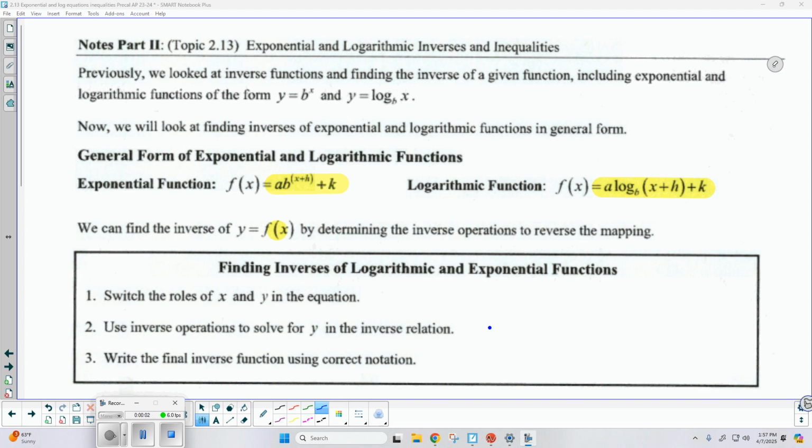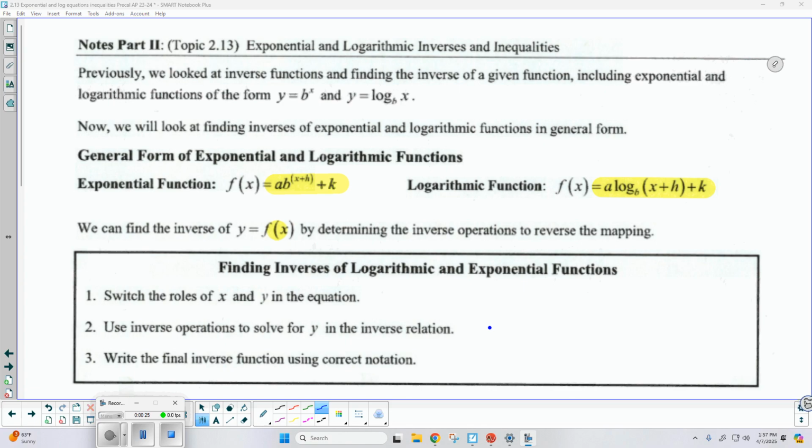Okay, so we're going to be practicing how to find the inverse today, but of what they refer to as general forms of exponential and logarithmic. So the exponential is a times b to the x plus h plus k, and the logarithmic is a times log base b of x plus h plus k. Basically, we're just expanding these functions with some transformations, specifically translations.